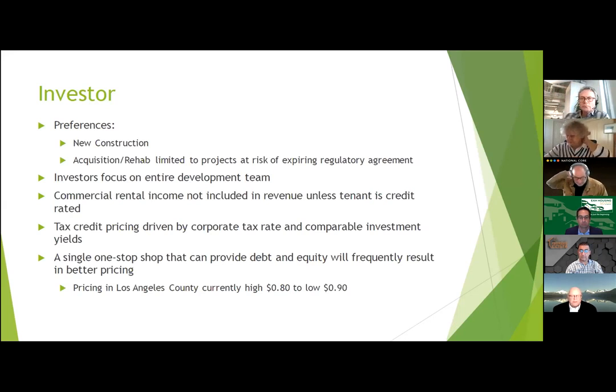One, it's less unknowns. When you're doing an acquisition rehab, once you start taking out the walls and looking to see what's really behind the walls, your costs can go through the roof. The developer likes acquisition rehab because they get paid more developer fee at loan closing, but the investor is again not going to be real excited about acquisition rehab.